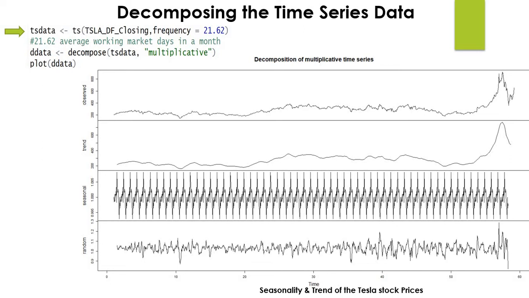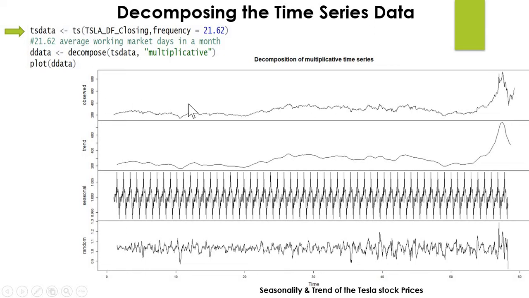Well, using the time series decomposition function allowed me to extract distinct components from the time series data and sort out the seasonality trend. I selected the frequency as 21.62. As you know, that is the average working market day in a month. The decomposition function breaks a time series into the seasonal and the trend components.